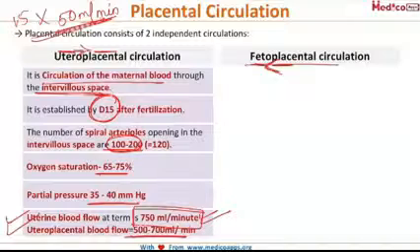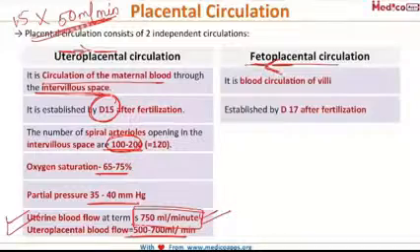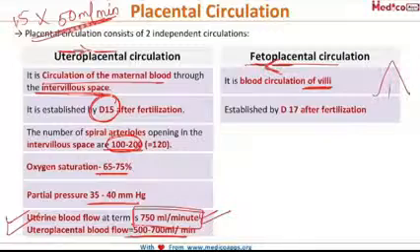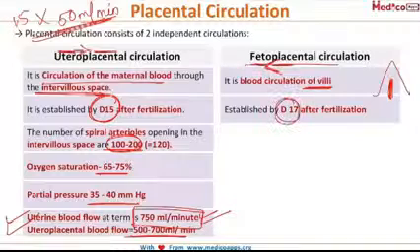Now let's talk about the fetoplacental circulation. It comprises mainly of the blood circulation in the villi, because it is here that the fetal blood vessels are opening in the villi, making it a tertiary villi. And this is established by 17 days after fertilization. That is 2 days after the establishment of the uteroplacental circulation.